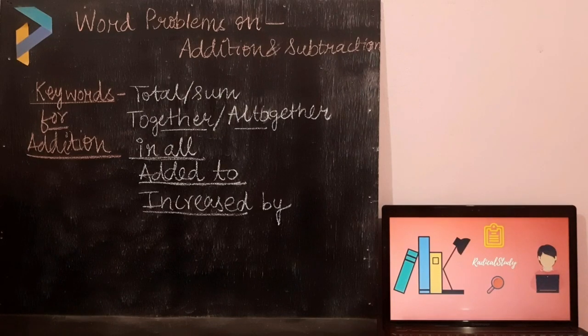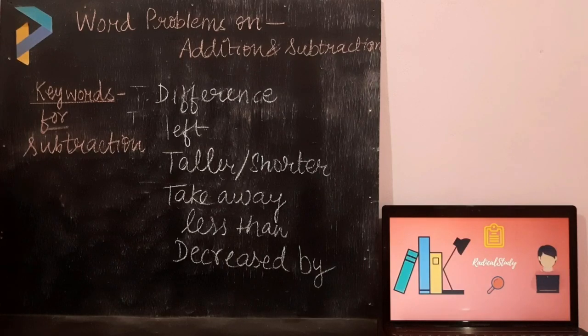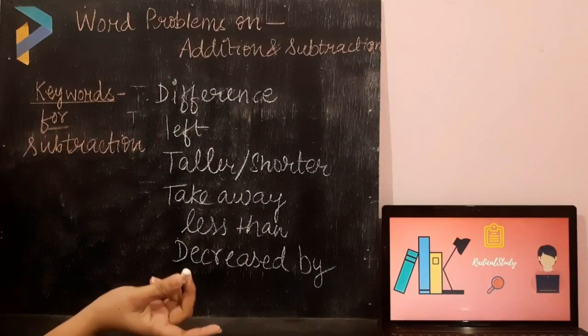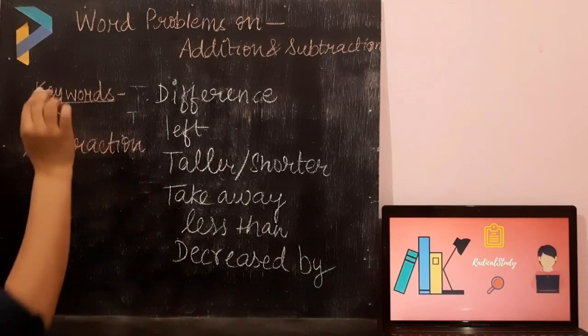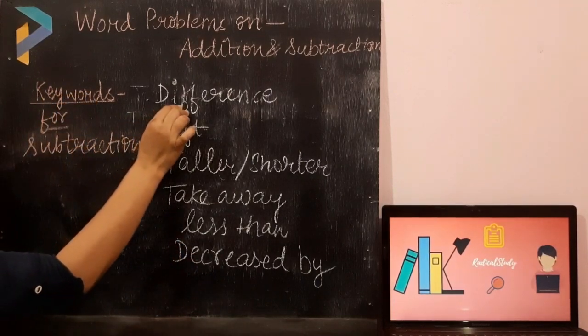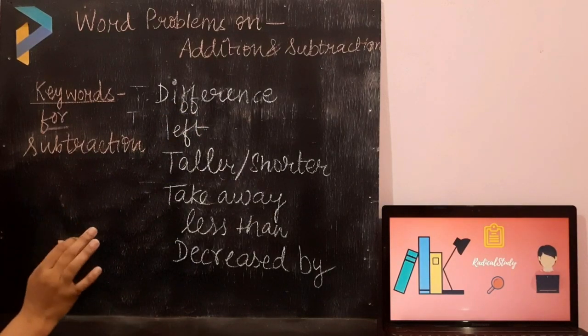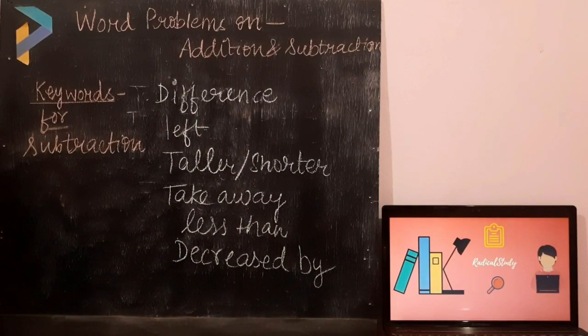Now I will tell you the keywords for subtraction. So the first keyword is difference. In addition, the first keyword was sum or total. In subtraction, the first keyword is difference. Difference means you have to find out the difference. The questions will be like this: find the difference between 10 meter 40 centimeter and 8 meter 23 centimeter.